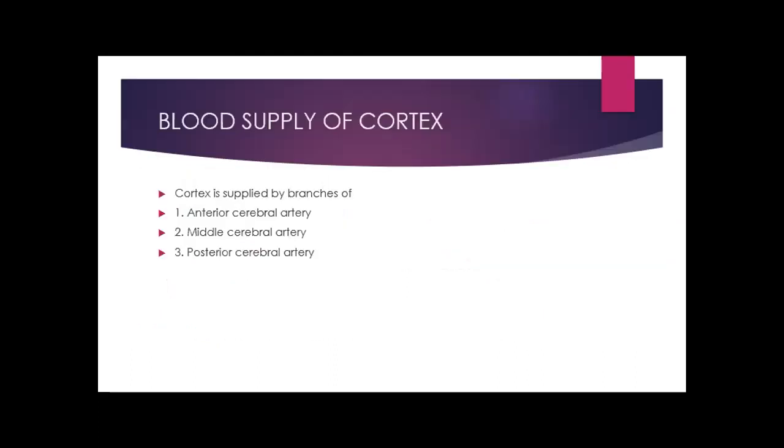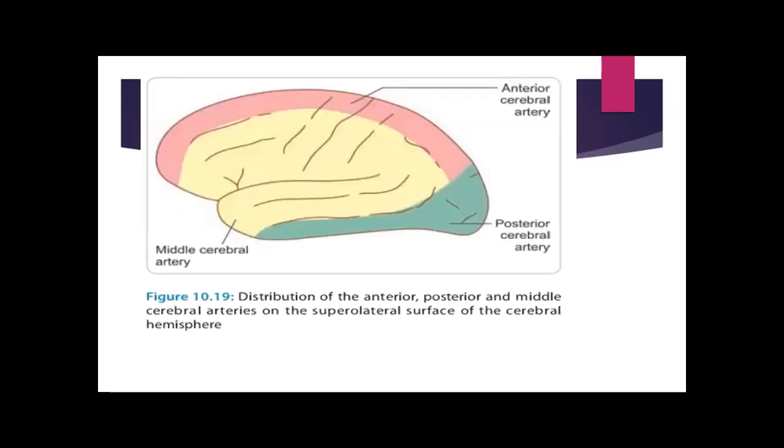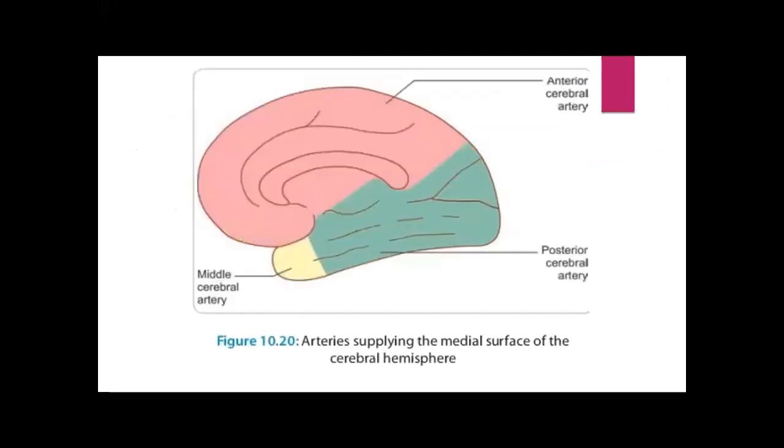The blood supply of cortex. The cortex is supplied by branches of anterior cerebral artery, middle cerebral artery, and posterior cerebral artery. This is a distribution of the anterior, posterior, middle cerebral artery on the supralateral surface of cerebral hemisphere. Around 2/3 of the supralateral surface is supplied by the middle cerebral artery. And this is a diagram showing the arteries which supply the middle part, and around 2/3 of it is supplied by the anterior cerebral artery.